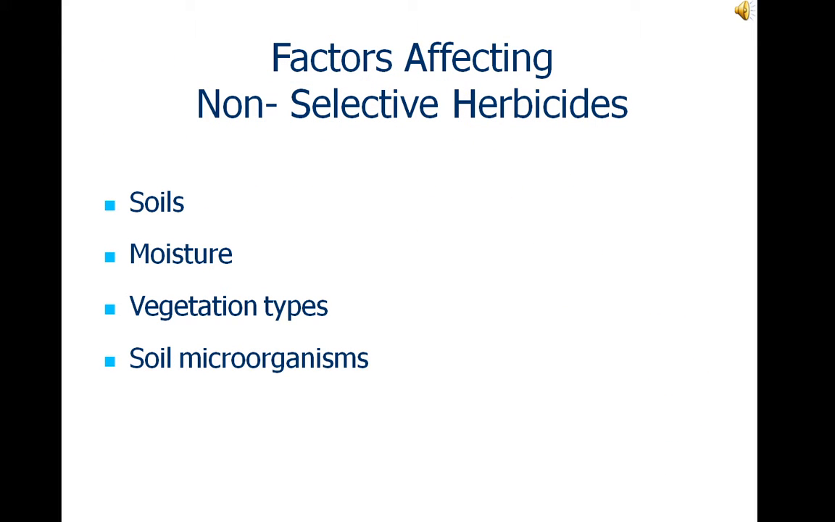The effectiveness of non-selective herbicides is dependent on soil condition. Soil type, soil moisture and soil microorganisms have a great effect on herbicide uptake. The types of vegetation on the site also affect herbicide effectiveness. As stated earlier, some plants are more resistant to the toxicity of herbicides than others.